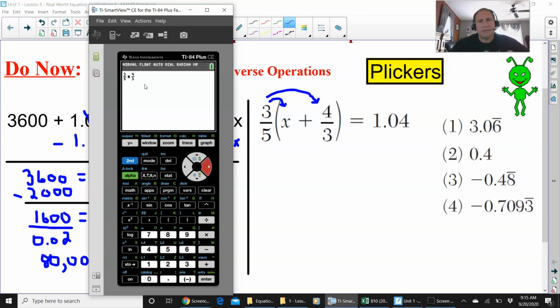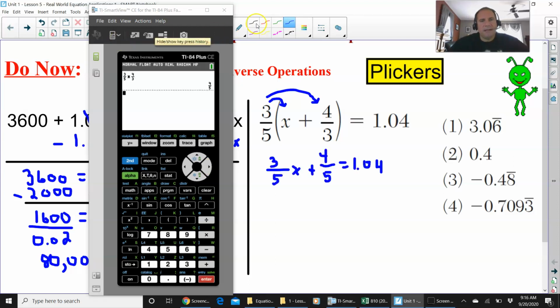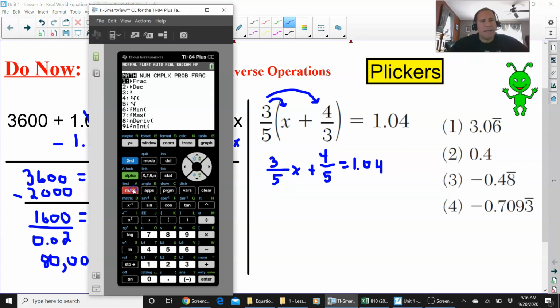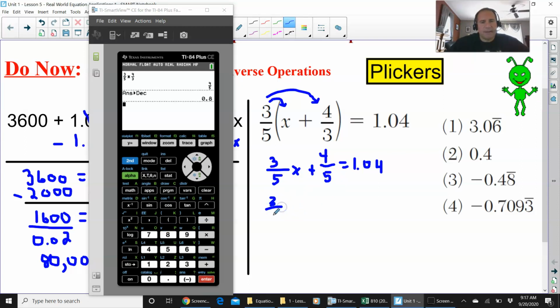Go ahead, see if you can do the rest and press pause right now. So we have that, then it's 3 over 5x plus 4 over 5 equals 1.04. Now, I would normally just say change 4 over 5 to a decimal. And if you want to do that, I'm going to press the math button. And I'm going to go down to decimal and then press enter. And it's going to take this answer and make it a decimal. And that's 0.8. So much easier. This is 3/5 x.